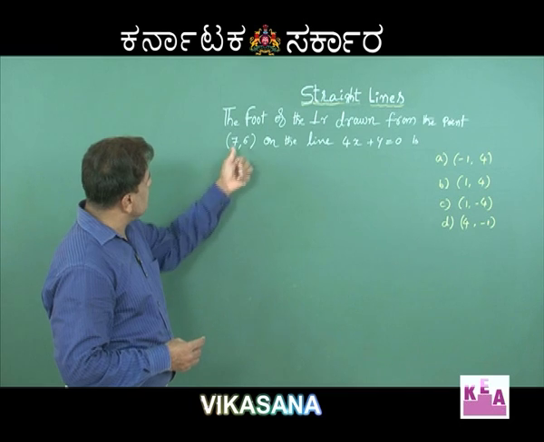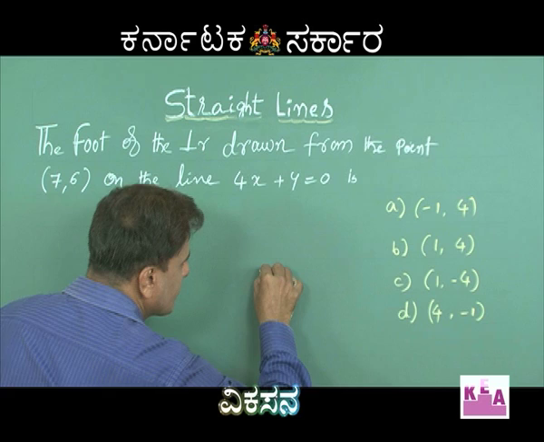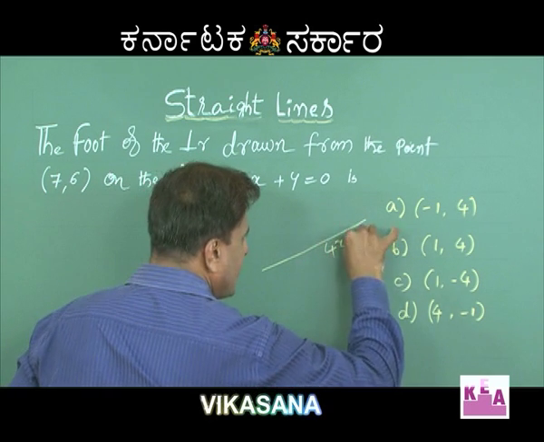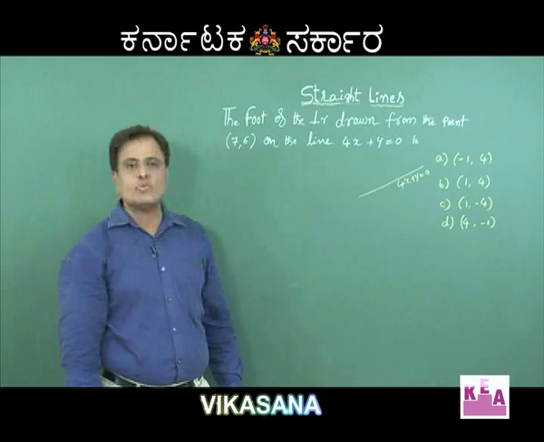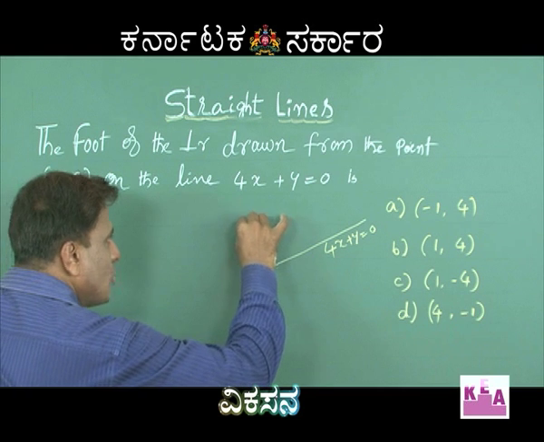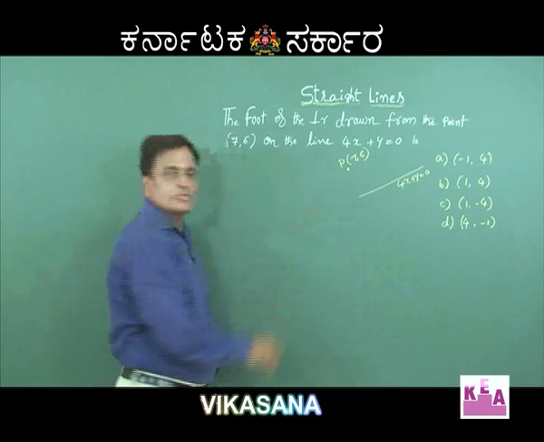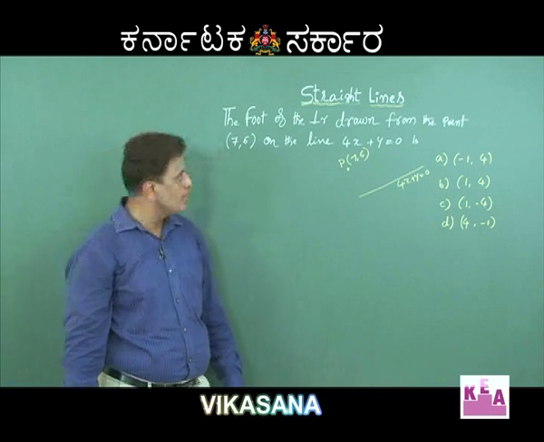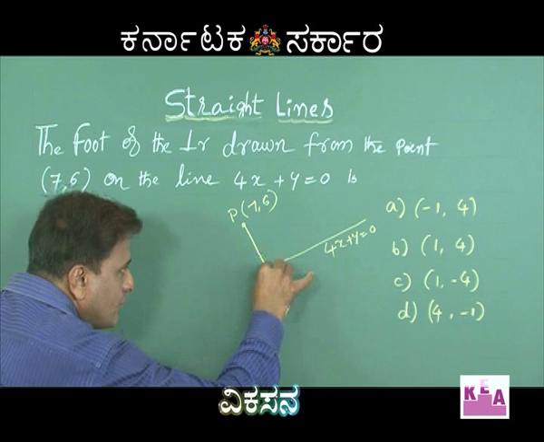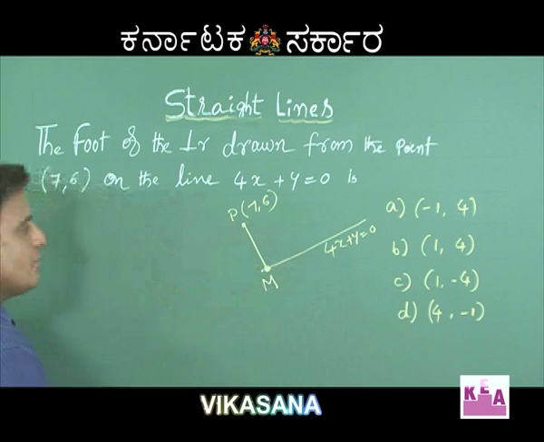So first, the point is 7, 6, so the diagram looks like this. In the small diagram I am going to draw this. Here the line is 4x plus y is equal to 0, the given line. Now the point is 7, 6. Now you draw the perpendicular, and this is the foot of the perpendicular. We have to find out the coordinates of M.